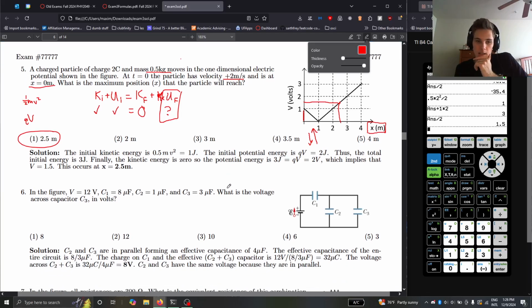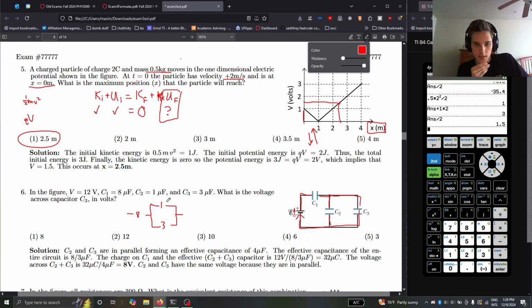Okay, this is a very straightforward capacitor problem. I like to redraw these so they're a little bit more straightforward. So we come out of the battery, we hit capacitor 1, which is 8. Then we split into capacitor 2 and 3. And then these two merge together, like so. And we go back into our battery. So we're left with something like this.